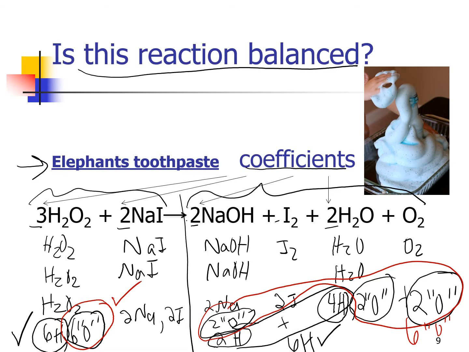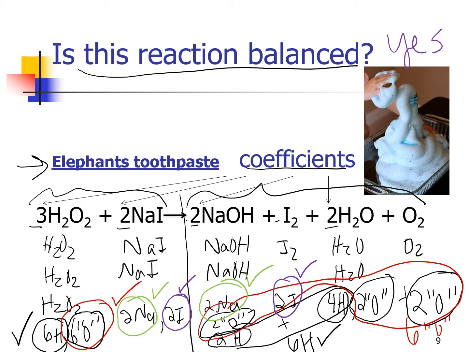Now our sodiums, we have 2 on the left and 2 on the right. So I circled those in green to show you that our sodiums are balanced. And then our iodine, we have 2 iodines on the left, 2 iodines on the right, so they are balanced. So we do have a balanced chemical reaction here.